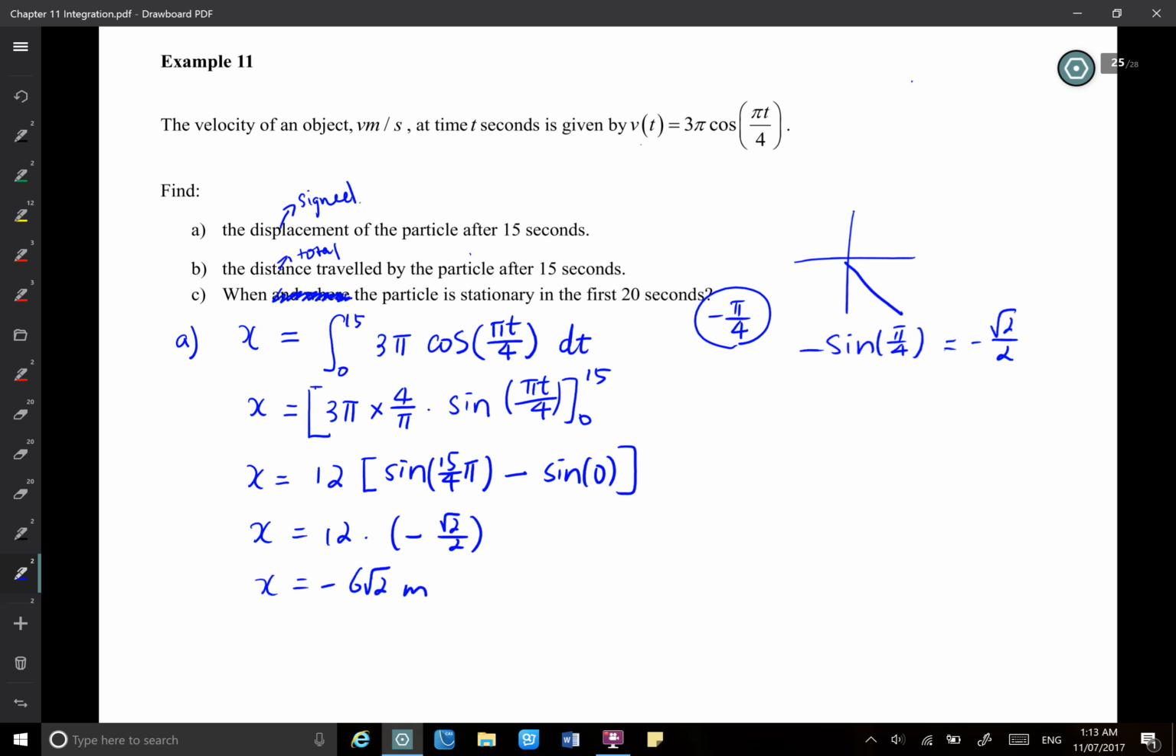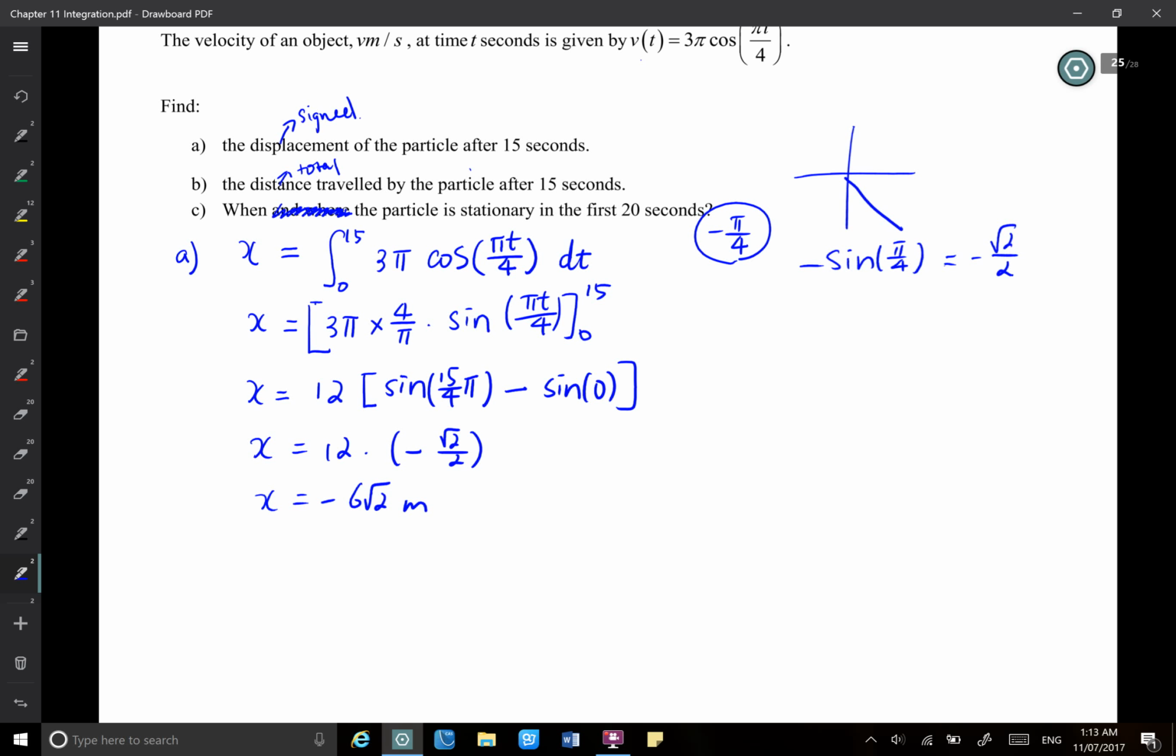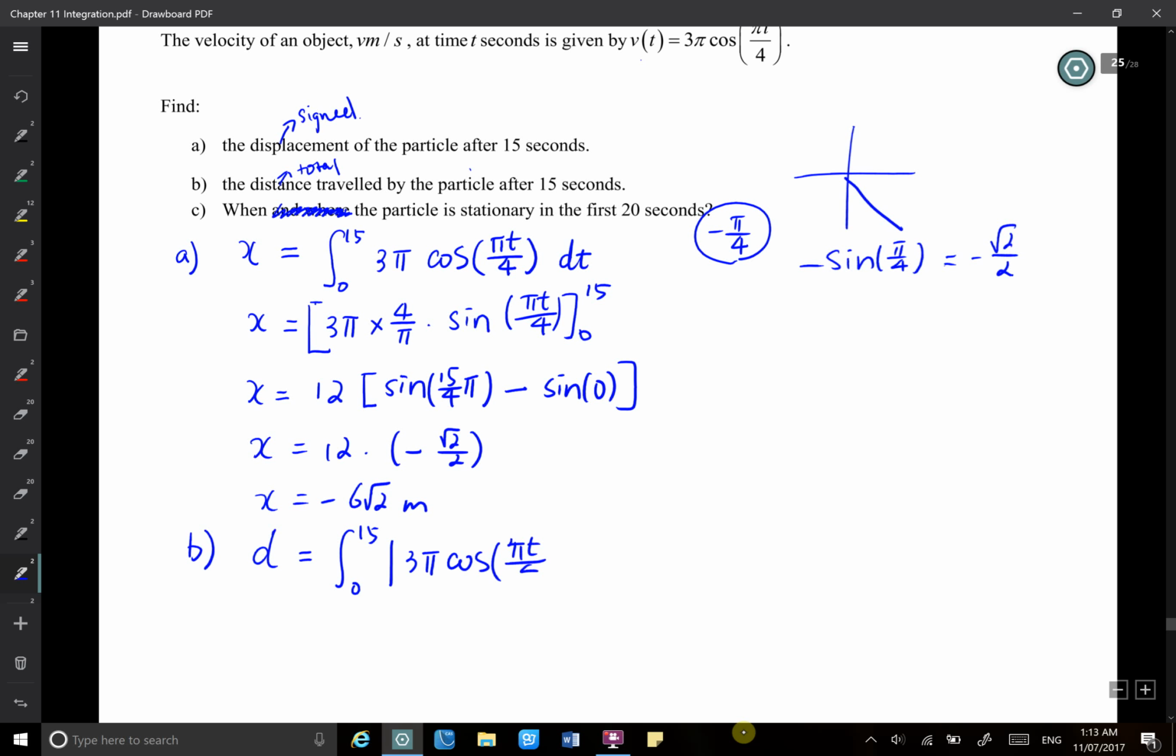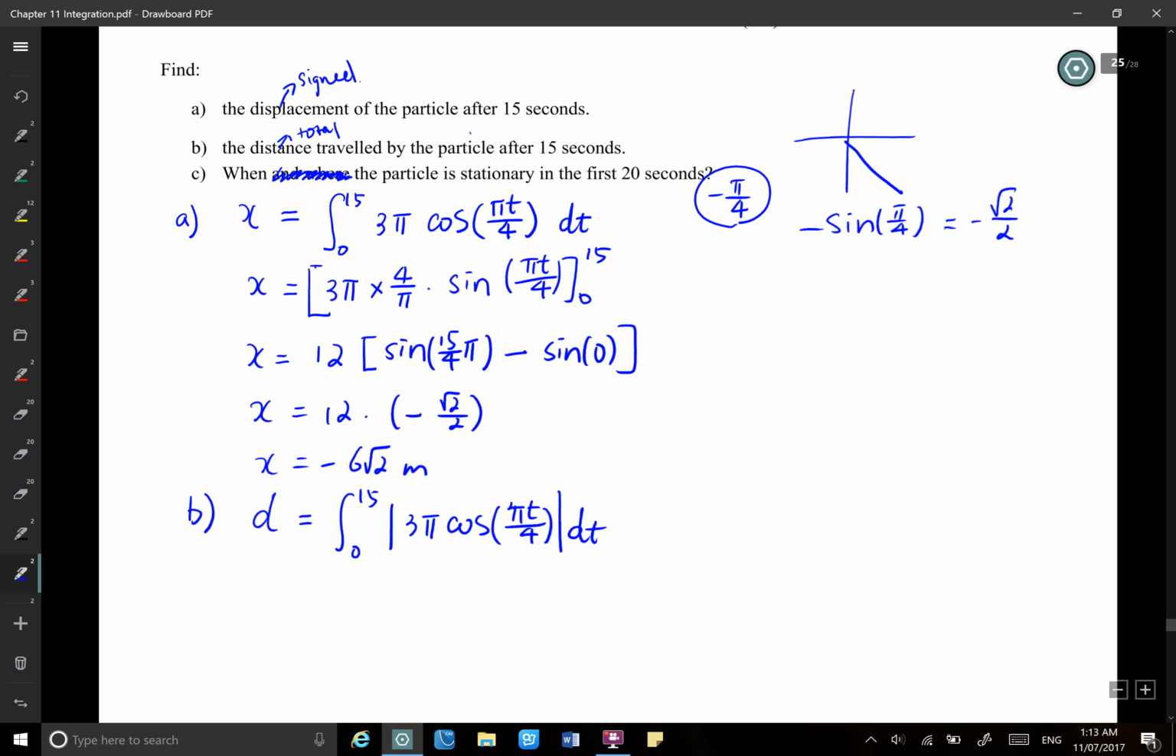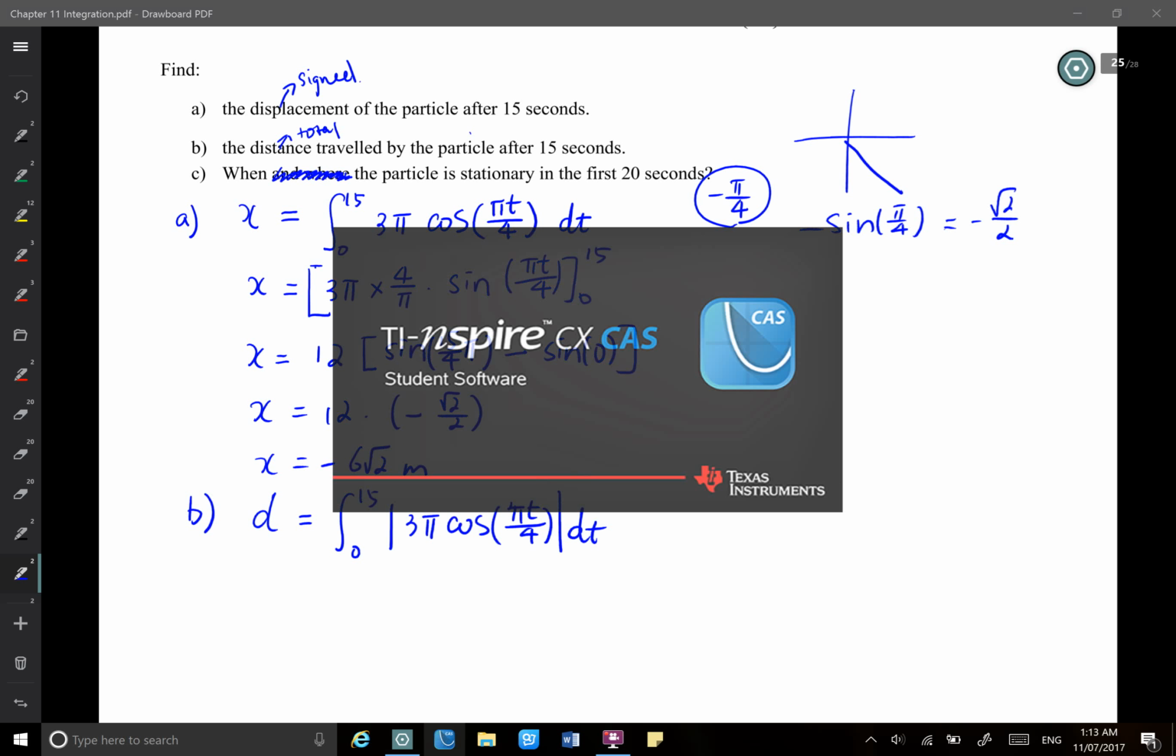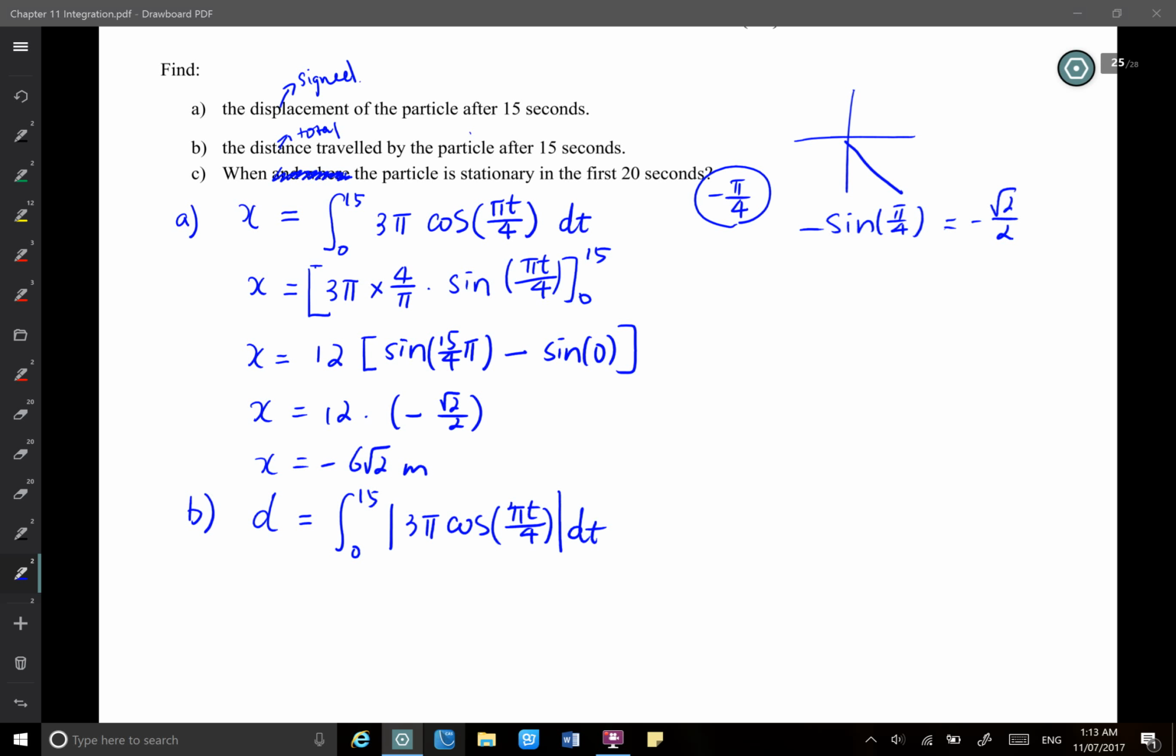And for the next one, it asks you the total distance. If it's a part 1 exam, you need to sketch the graph and calculate part by part. But if it's a test question, what I can do is distance equals the integral from 0 to 15 of the absolute value of 3 pi cosine pi t over 4 dt. I put that in the absolute sign and I can find the total area under the curve. So let's have our calculator open and calculate that.